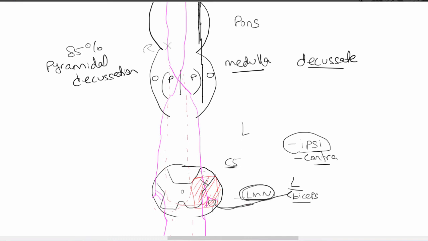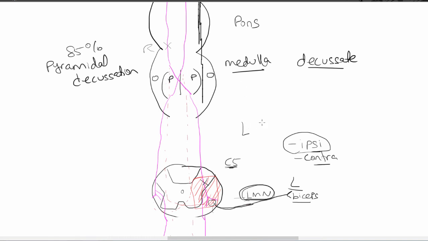If the lesion is down here on the left side, which is innervating the left bicep, obviously a lesion down here will affect your left biceps. It's going to be an ipsilateral problem. And then contralateral will have to be above the pyramid. So for example, up here on the right side, there's a lesion here. Well, if you trace it down, then it's going to affect your left bicep. So it's going to be contralateral signs and symptoms.